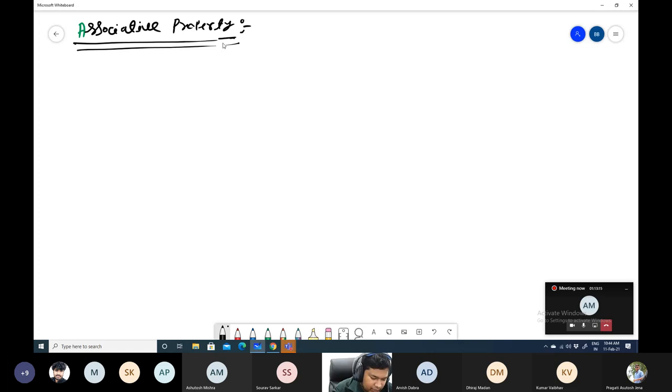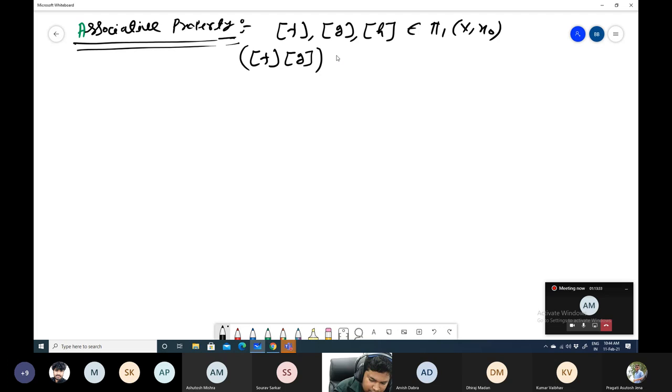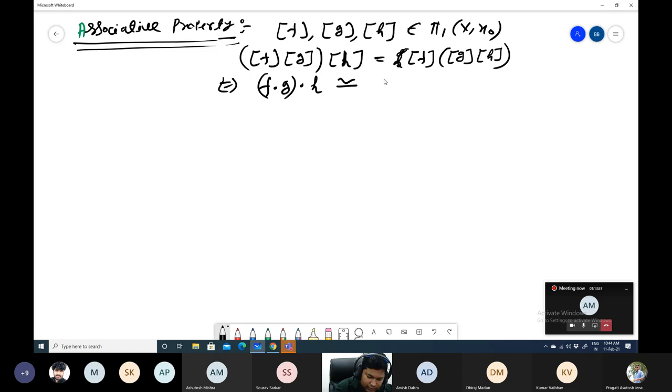So that means we will prove that, say f, g, h belong to pi 1 of X comma x0, and we prove that (f·g)·h is the same as f·(g·h). In other words, we prove that (f·g)·h is homotopic to f·(g·h). So we'll prove this.